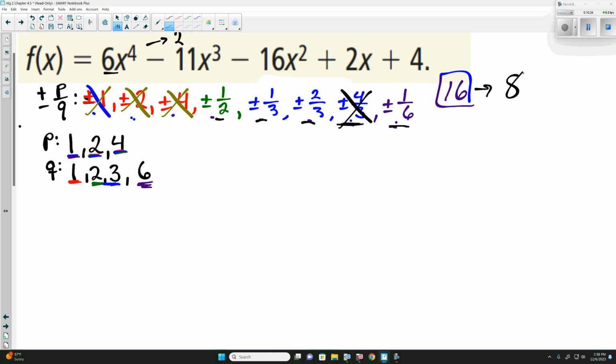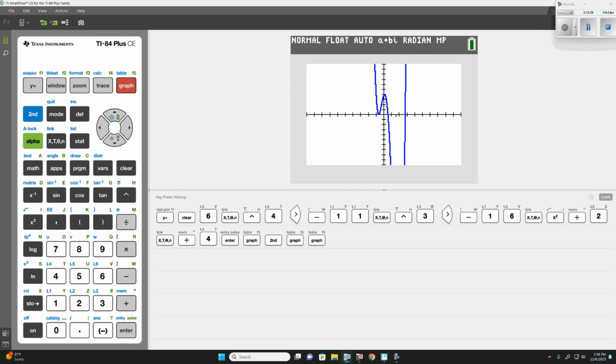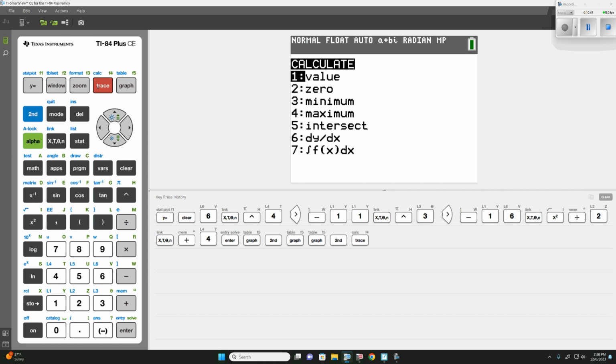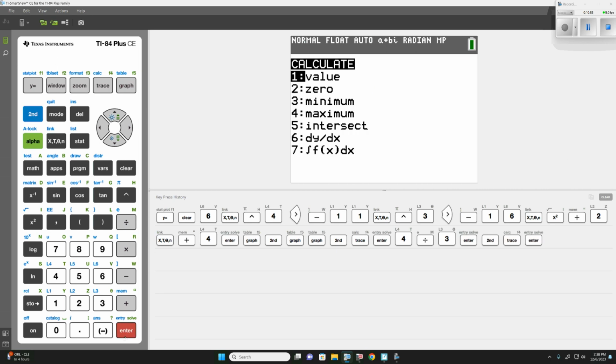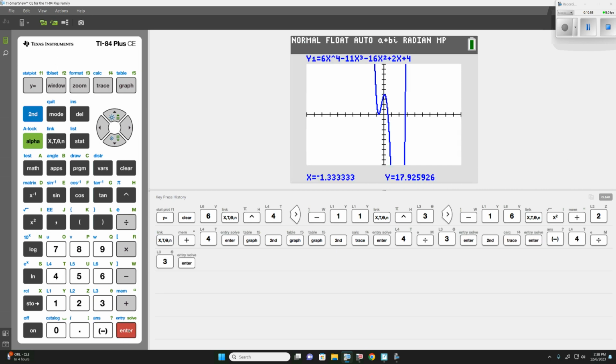So 4/3 is 1 1/3, yes? On the graph, that would be either here or between those two, yes? Do we have a spot where this graph crosses in those two regions? Nope, it's not even a choice. Now I could check it if I wanted to. Second trace value, 4 divided by 3. We get a y value that is not 0. I can go second trace negative 4/3, and again, we have a y value that is not 0.